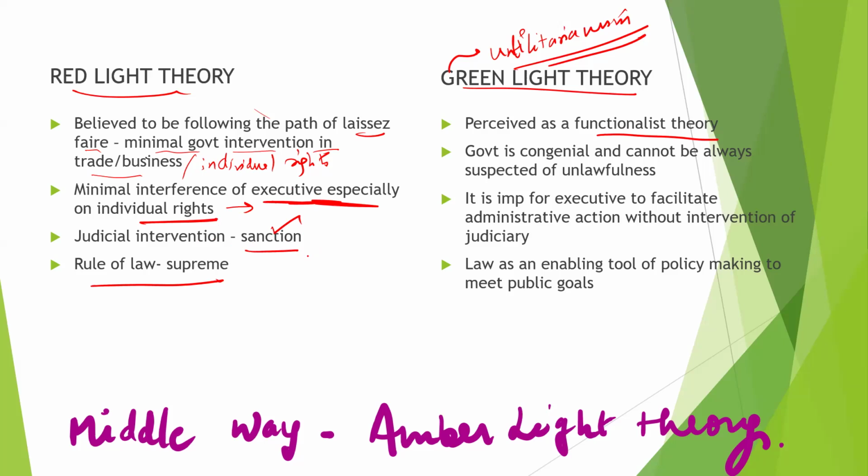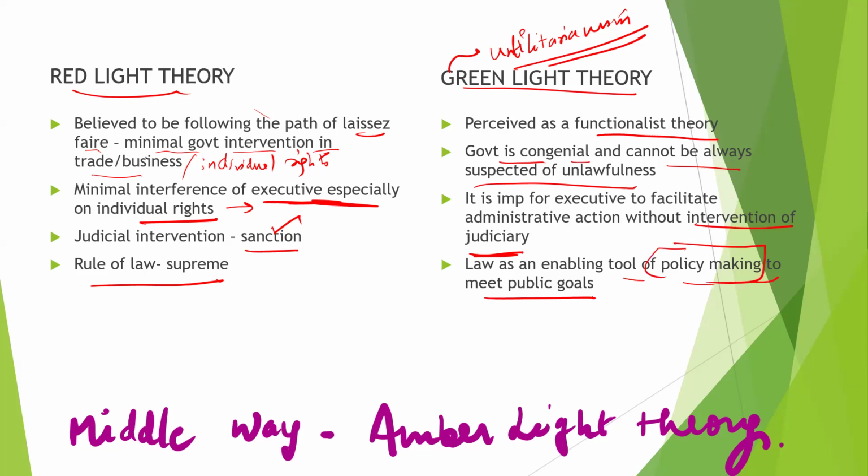All right. Then with the green light theory, we have that it is a functionalist theory. It is believed that government is congenial and it cannot be always suspected of unlawfulness. So that we are giving zero powers to government to make law. So it facilitates executive action. It says that let the executive decide the law, decide the policies for the people of the state, for the people of society, under the purview of administrative powers given to it without much intervention of judiciary, and law as an enabling tool of policy making to meet public goals.